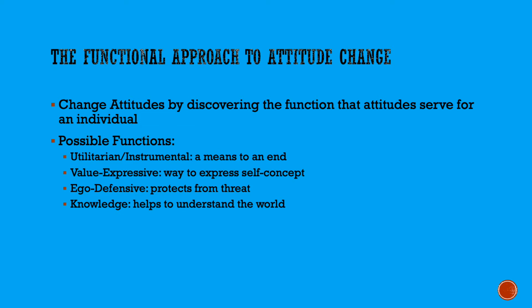Ego defensive functions of attitudes serve to protect us from threat. So maybe there's a group of people that I treat badly. I don't pay much attention to them and I'm kind of rude to them when I have to interact with them. But I think of myself as a good person. I think of myself as a decent individual. Well, if I adopt a negative attitude about these people, they deserve to be treated this way, then I can maintain the positive image I have of myself. So having this negative attitude about a group of people protects me from the threat of thinking about myself in negative ways.